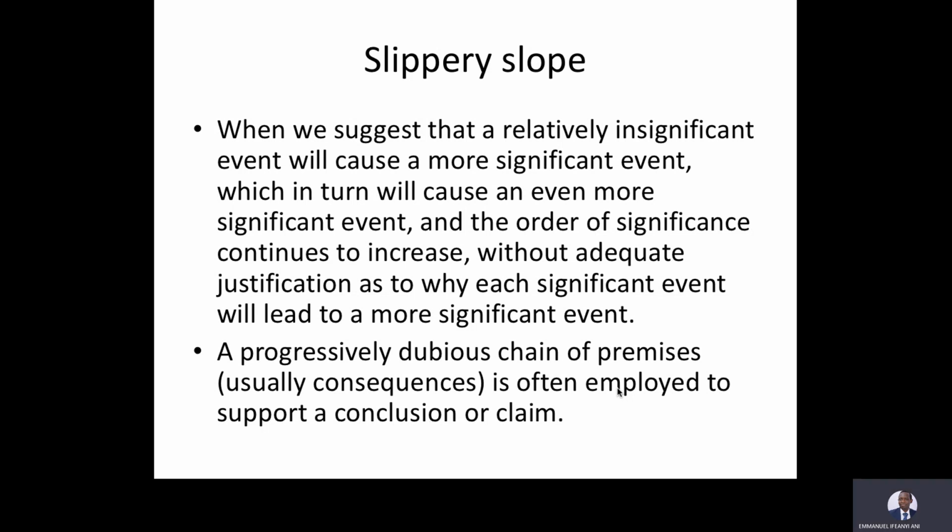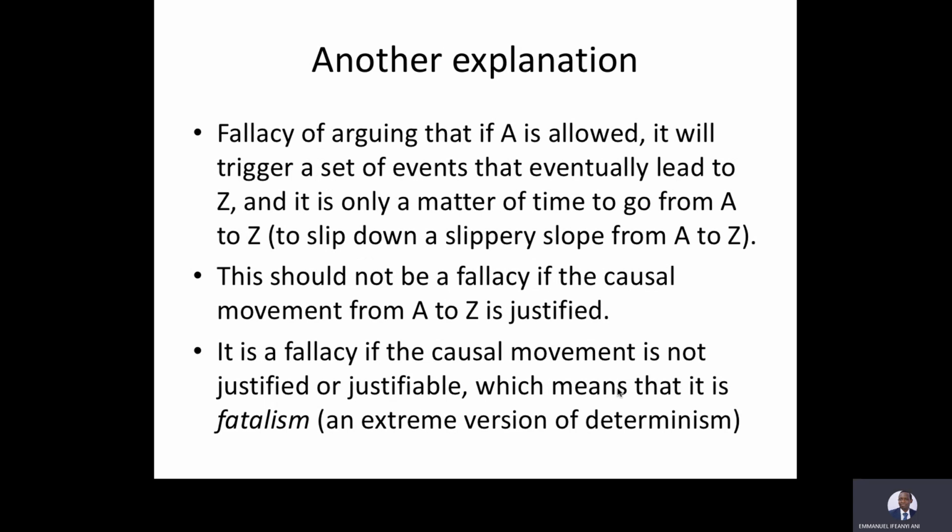Now let's see how it works. It's the fallacy of arguing that if A is allowed, it will trigger a set of events that eventually lead to Z. And it's only a matter of time to go from A to Z, to slip down a slippery slope from A all the way to Z. Now, this should not be a fallacy if the causal movement from A to Z is justified. It is a fallacy if the causal movement is not justified or justifiable, which means that it is fatalism, an extreme version of determinism.